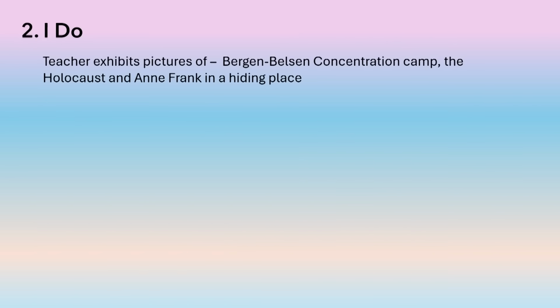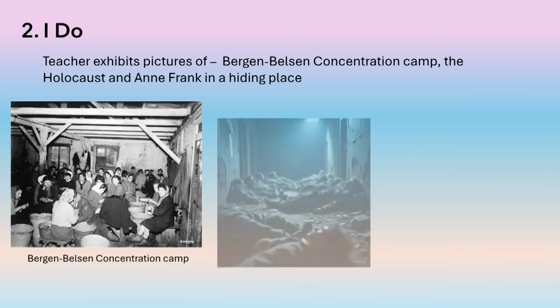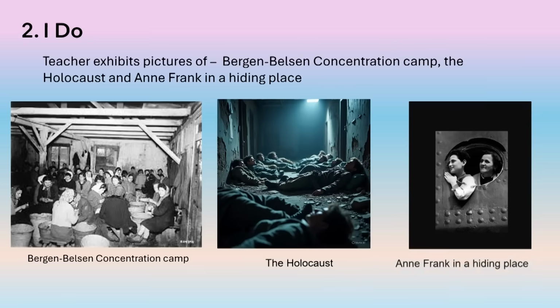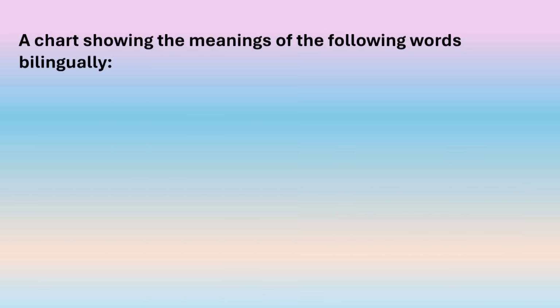Now let us come to the second step in the process, I do. The teacher exhibits the pictures of Bergen-Belsen concentration camp, the Holocaust, and Anne Frank in hiding place. Now look at the pictures. Bergen-Belsen concentration camp, the first one, the second one, the Holocaust, and the third one, Anne Frank in hiding place. These 3 pictures speak volumes about the summary of the part. They show the horrible conditions that existed in those days in concentration camps. And now the teacher shows the meanings of the following words through a chart.